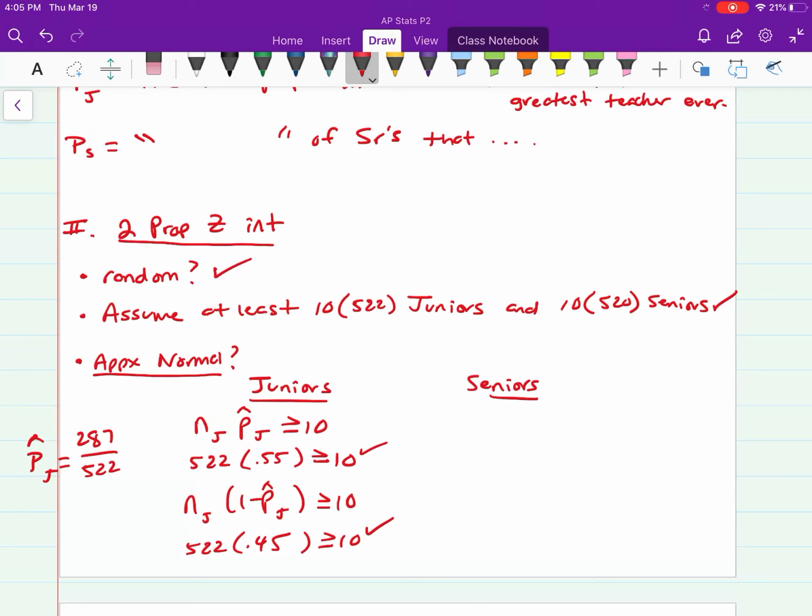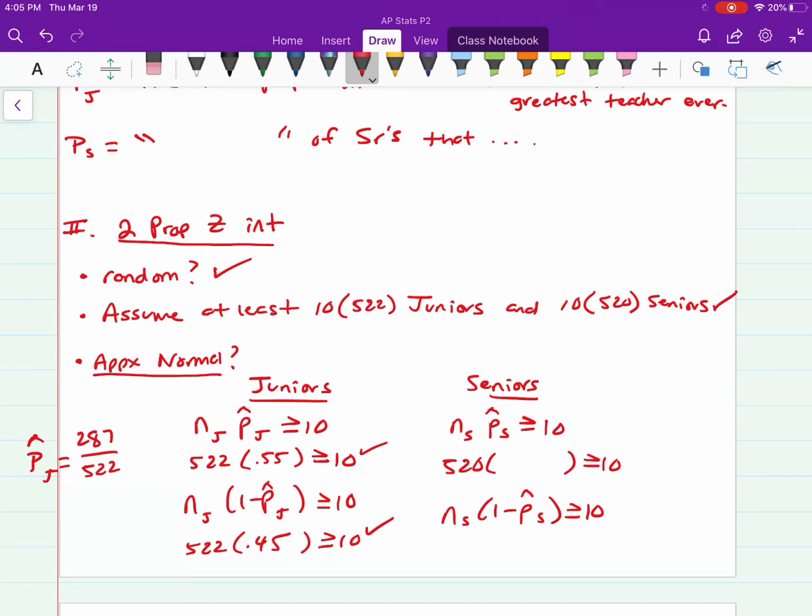Now we got to do the same thing for the senior side. So the sample size n of the seniors times p hat for the seniors has to be greater than or equal to 10. Sample size for seniors was 520.